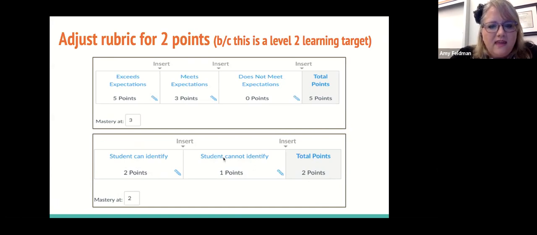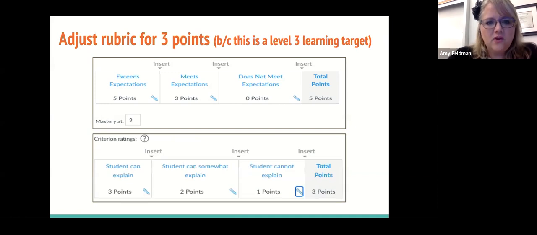Now, you might think student cannot identify should be 0 points. The reason I do this, and I will explain this as we move along too, the reason I leave the cannot, no matter what rubric I'm using, as 1 point, is because that tells me they attempted it, but they didn't do well enough to even get 2 points. So even in a level 4, and I'll show you more as we go along. So I'll hold that thought. But this is adjusting the rubric for a 2-point learning target, okay?